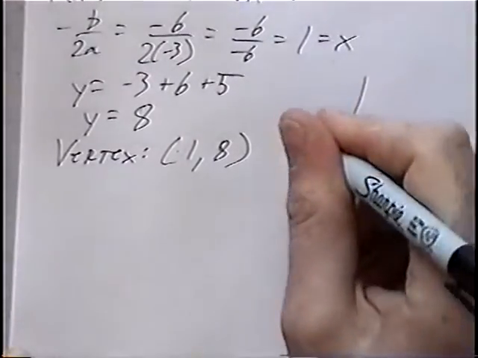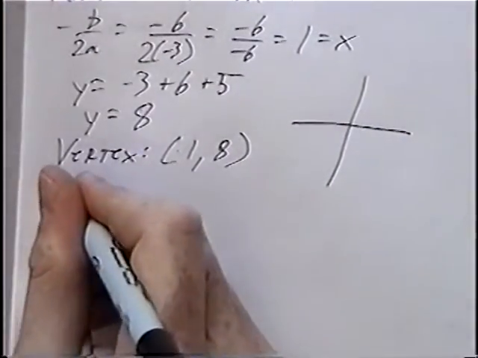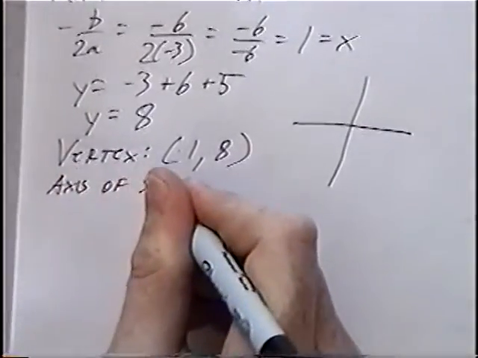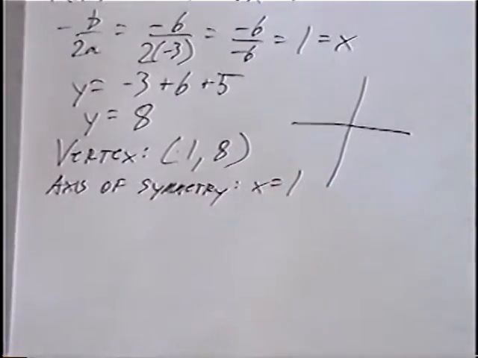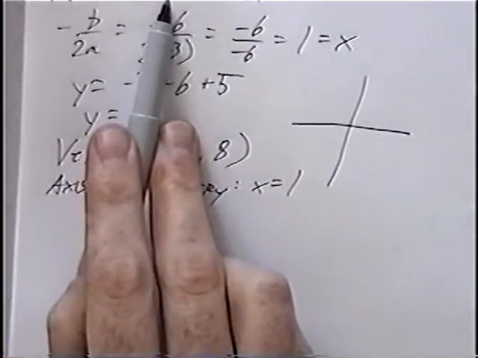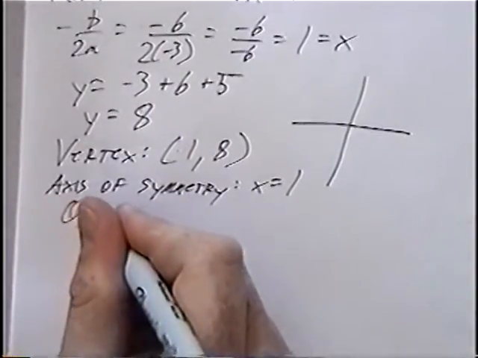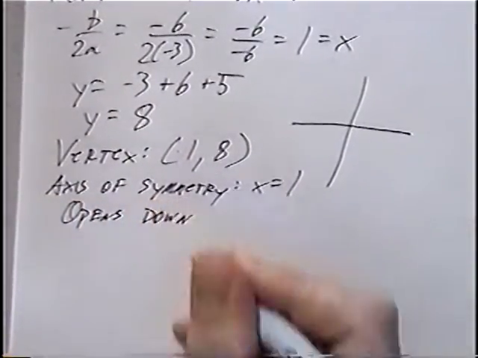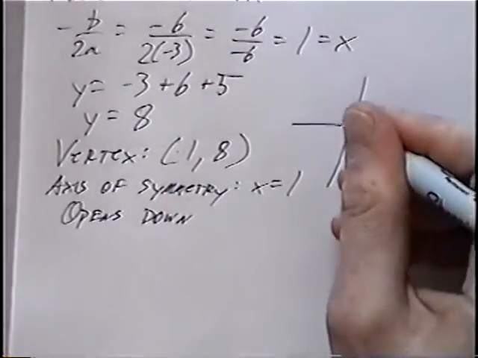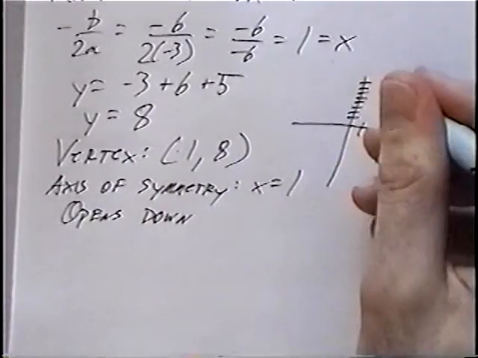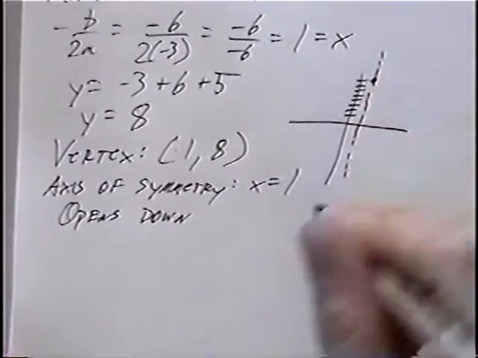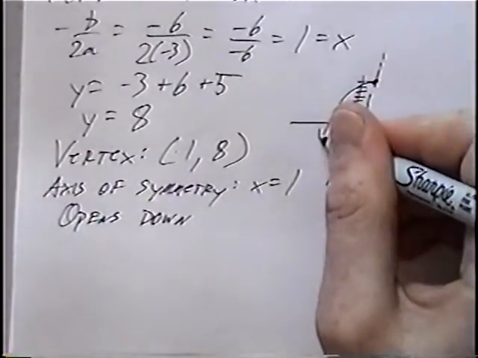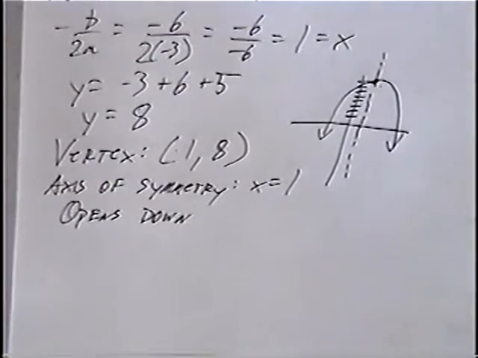Graphing. We can do our axis of symmetry. Is x equals 1, and the direction also before we graph, we have a negative 3x squared, so this graph opens down. Our vertex 1, 8. Axis of symmetry goes down the middle, and this parabola opens down, so we'll have a U shape that opens downward. And that would be the graph for the equation.